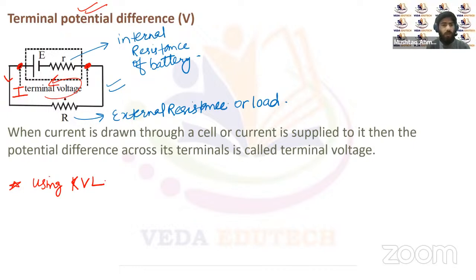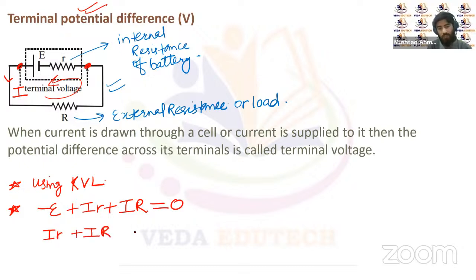So we are moving in the anti-clockwise direction. If we are going in the anti-clockwise direction, it means that we'll be facing the negative terminal of this battery, so it will take the EMF as minus E. And for the resistances, small r and capital R, we'll be moving along the direction of the current, so we'll be taking it as Ir plus I into capital R, and that should be equal to 0. This is the KVL. So it means that I into R plus Ir will be equal to E.